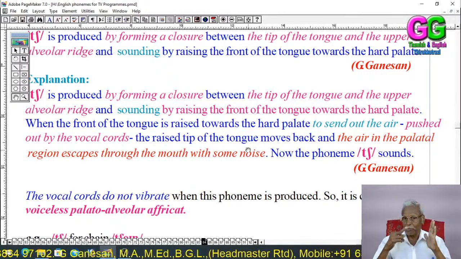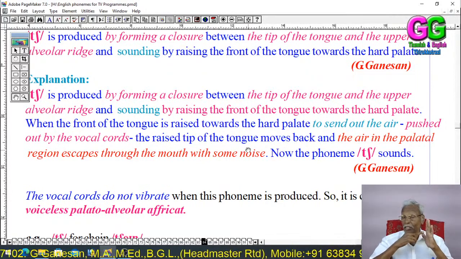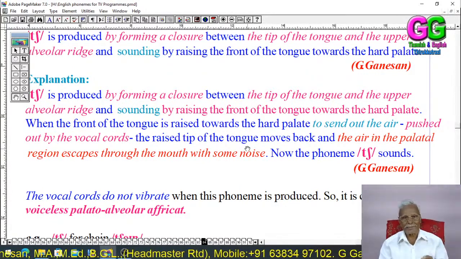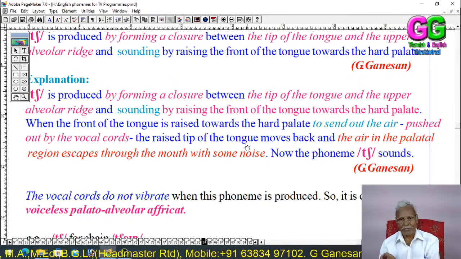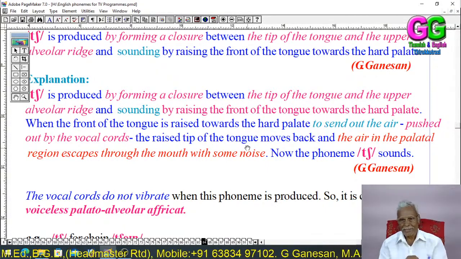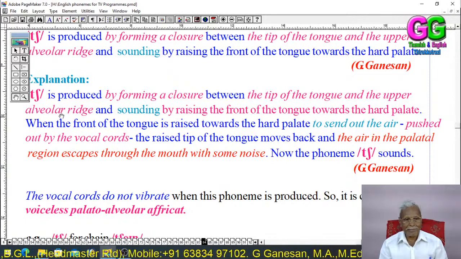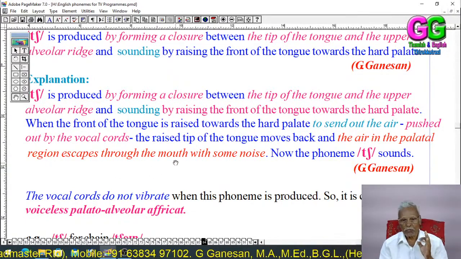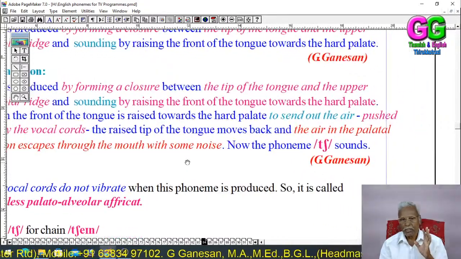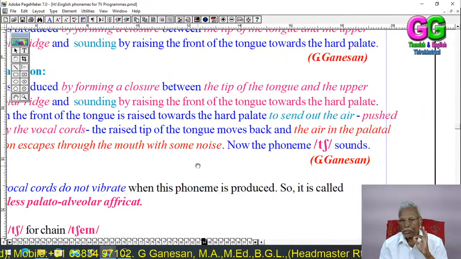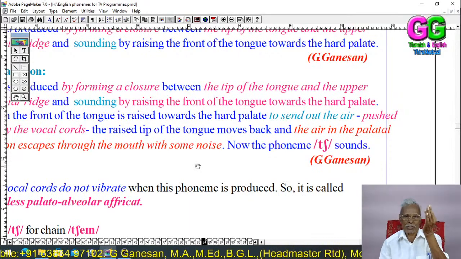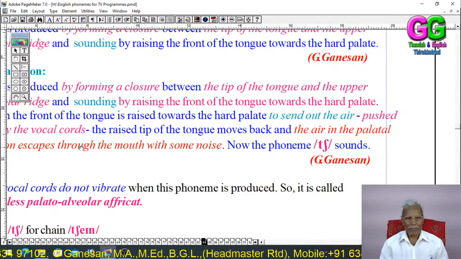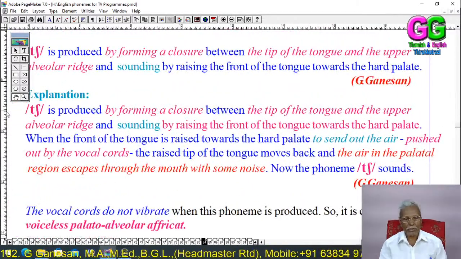The tip of the tongue that is in contact with the upper teeth ridge moves back, that is, gets released, and the air in the palatal region escapes through the mouth with some noise. And now the phoneme sounds. Now the phoneme comes out. Again, it is very important.